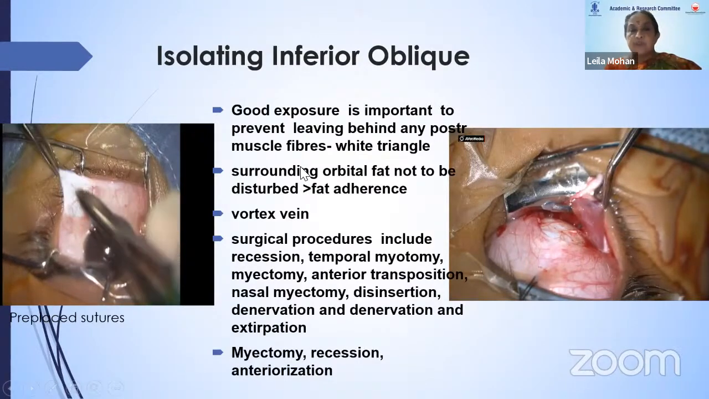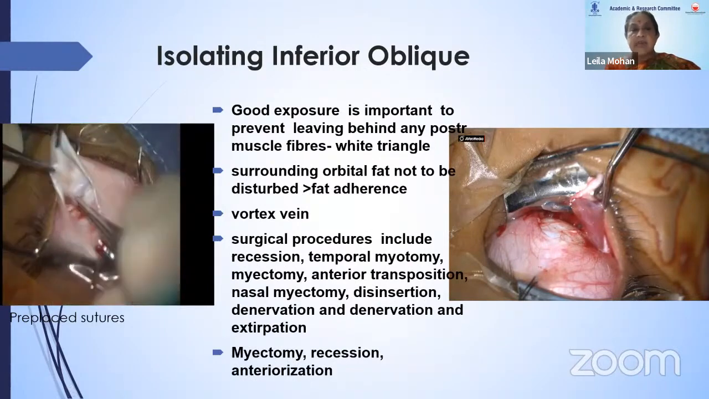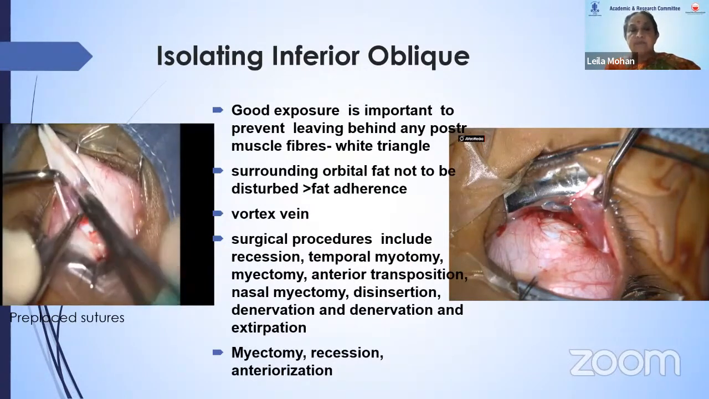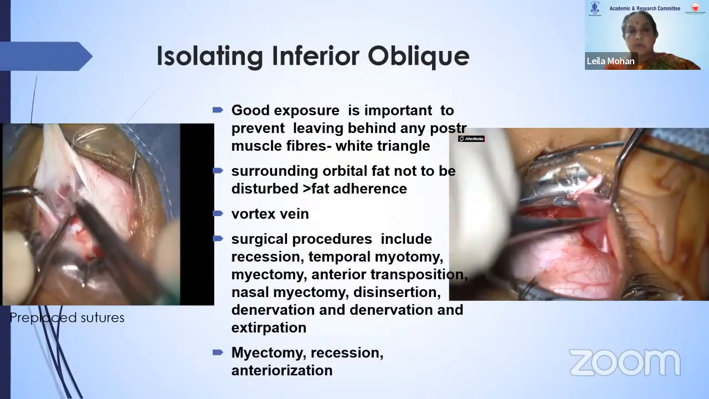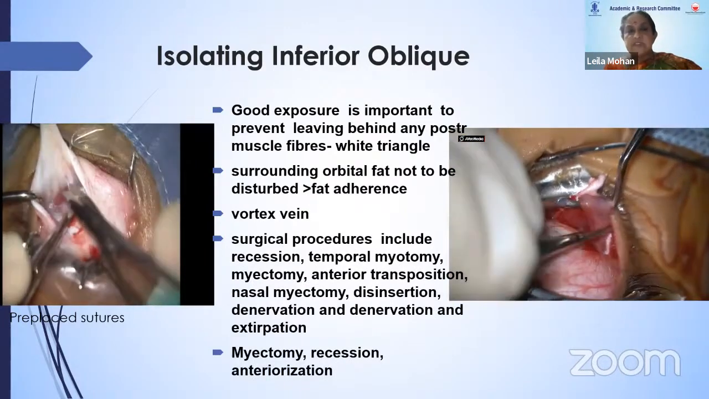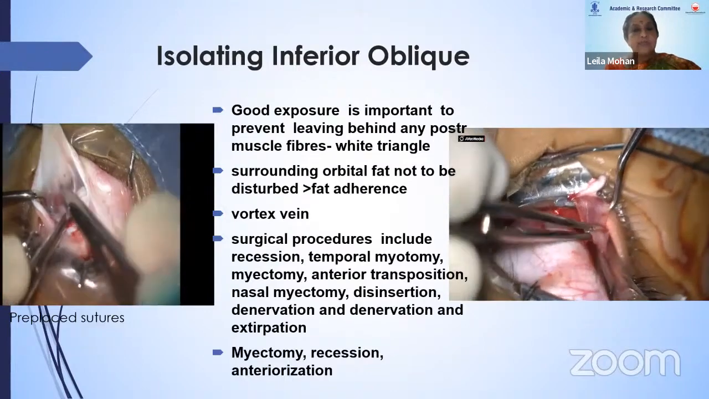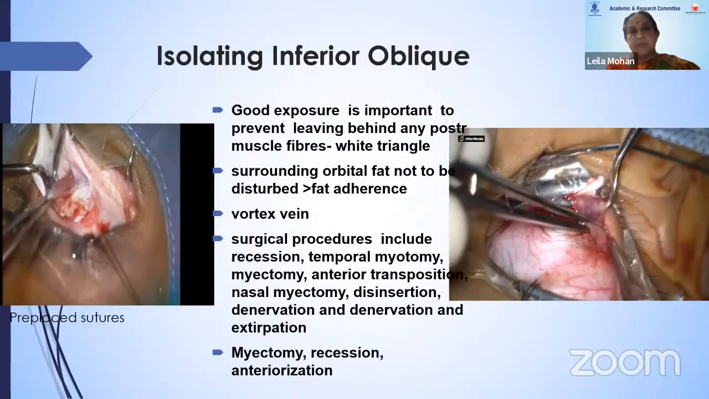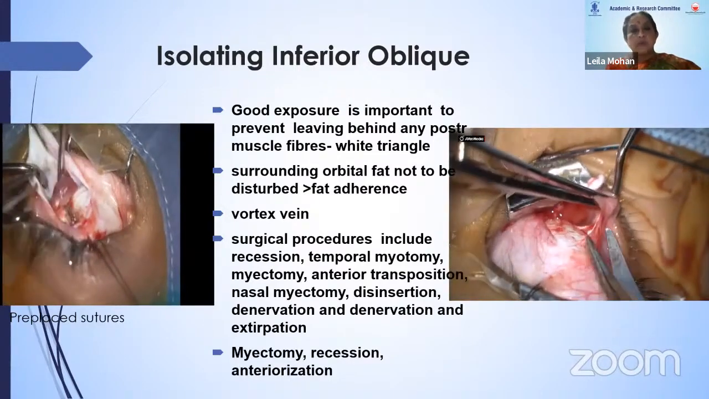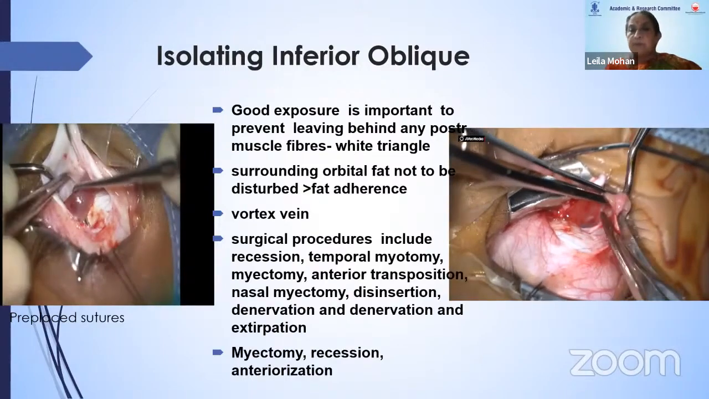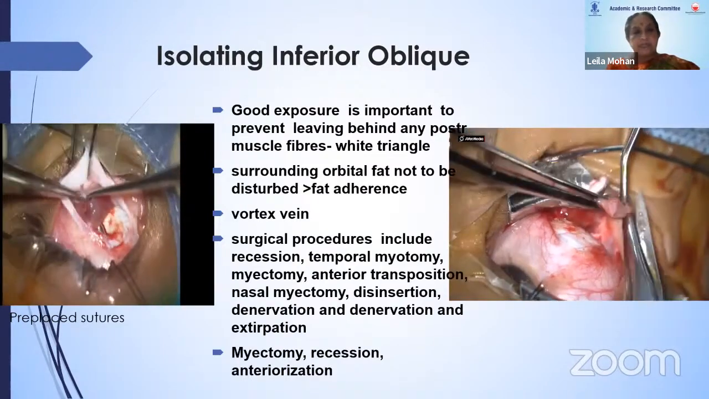Surrounding orbital fat should not be disturbed. Fat adherence can occur, and you should be careful not to disturb the vortex vein also. Meticulous dissection is important to see the posterior fibers. And these are two methods to isolate. You can either pre-place the sutures or put the sutures after severing the muscle.